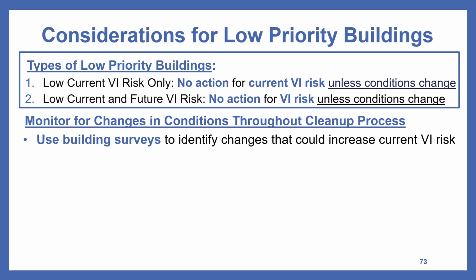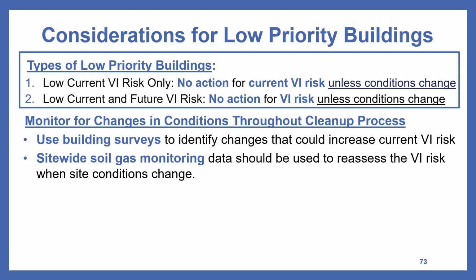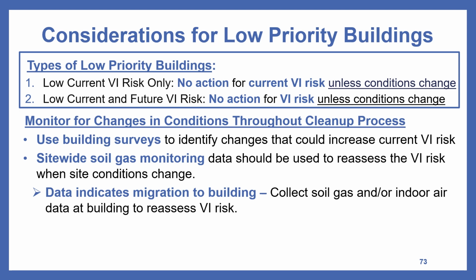Some of the ways you can do this are using building surveys to identify changes that could increase VI risk at the buildings. This could be remodeling that happens or changes in HVAC system. You're also going to want to use site-wide soil gas monitoring data, and you can use this to reassess the risk when site conditions change. If that site-wide soil gas data indicates that the contamination is migrating towards that low priority building, you're either going to want to collect a soil gas sample close to the building or just go directly to indoor air and get the data to reassess that VI risk for the building.